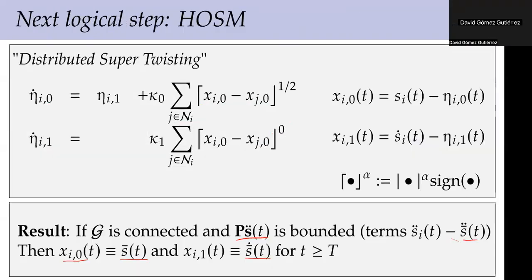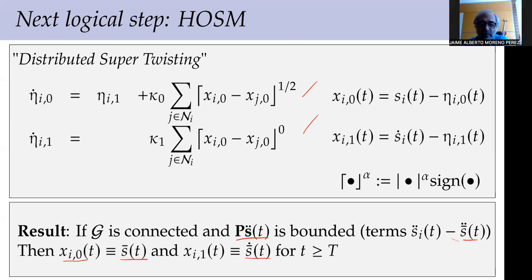What you do is this, right? For example, for the super-twisting, this is something that you implement. So this is an algorithm. This does not represent the dynamics of an agent. This represents an algorithm that you execute at each agent to compute something.